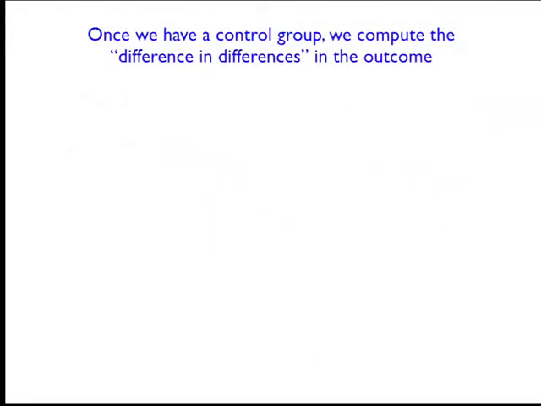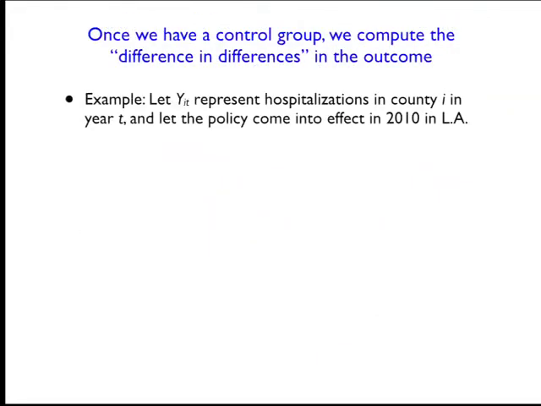So once we have a control group, then we can compute this difference in differences estimate. And the way that we do it is as follows. As the name implies, it really is just a difference in two differences. So I'm just going to expand the subscripts here on the variables now, because we need to think about both a geographic dimension and a time dimension. So now instead of just having y_i, we're going to have y_it.